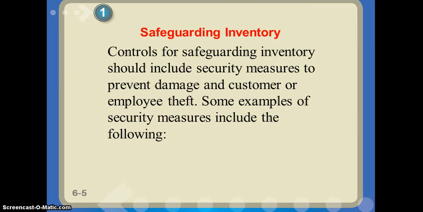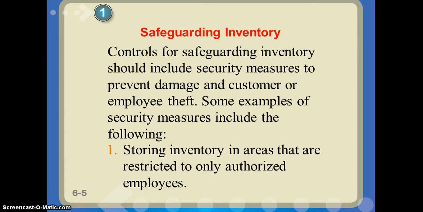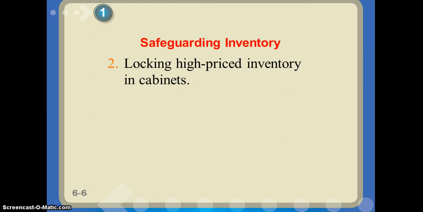We need to have controls to safeguard our inventory. Security measures such as tags that may be on there that sound alarms. Some places check employees' purses and bags when they leave. Some other examples are having inventory stored in locked places where only certain people have access. Also, you could lock up the high price inventory in cabinets. My example would be if you've ever been to a place like Sam's Club. If they have expensive items, they're locked up in cases. Or if you go to Walmart, they lock up their video games in cases. They're not super high priced items, but they are things that are commonly stolen.